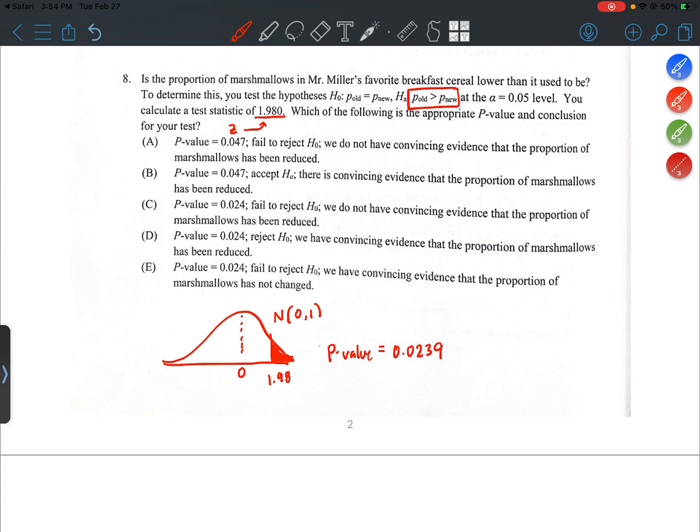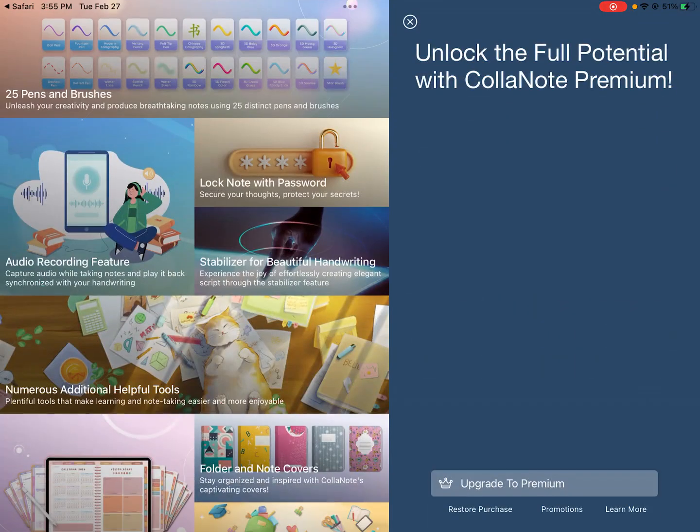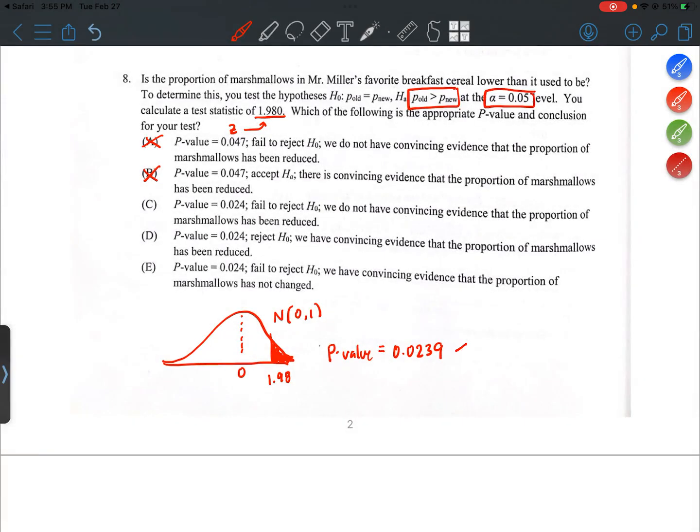Okay, so we can eliminate choices A and B because those don't have the correct p-value. C, D, and E all do. Now this p-value is smaller than our significance level. Because this is less than 0.05, the result is statistically significant, which means we should reject the null hypothesis and conclude that we have convincing evidence for the alternative.